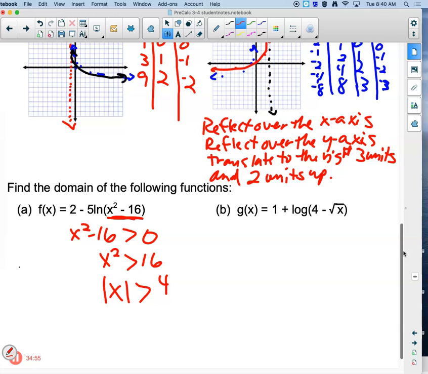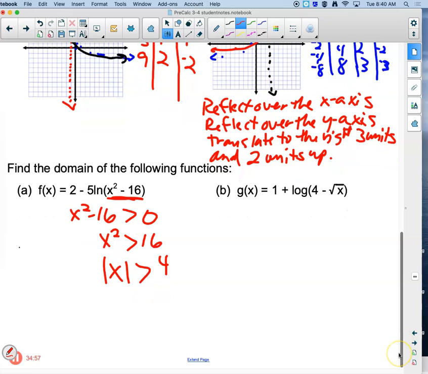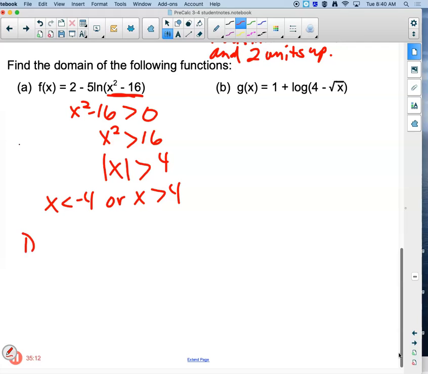And so this takes us quite a ways back, because if we have absolute value and it has to be greater than 4, then we have to remember that that means x could be less than -4 or x could be greater than 4. And we use that for our domain. So domain of f is going to be from -infinity to -4, and that's in union with 4 to infinity. So that one, we could do that algebraically and we wouldn't have too much trouble.